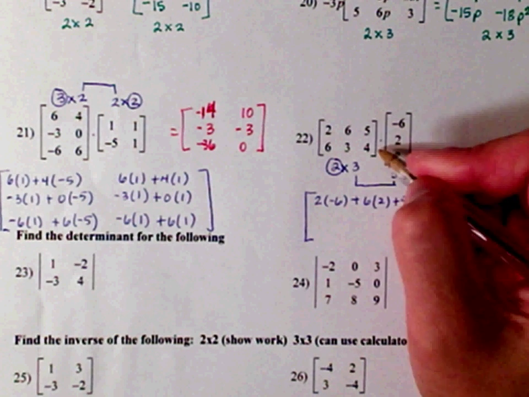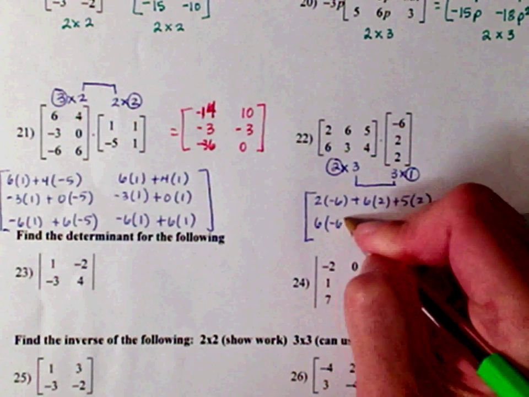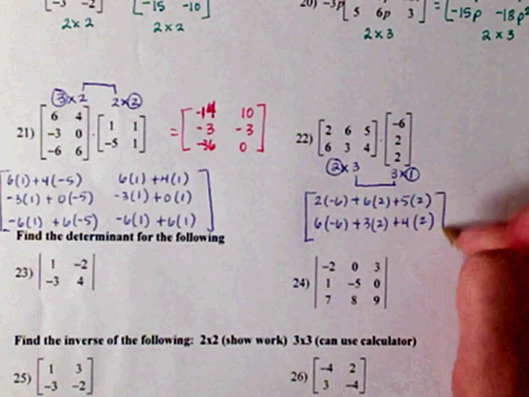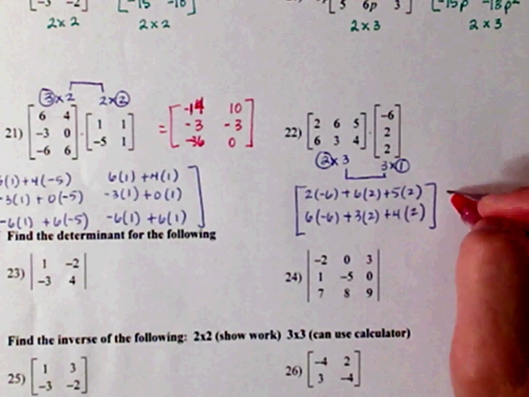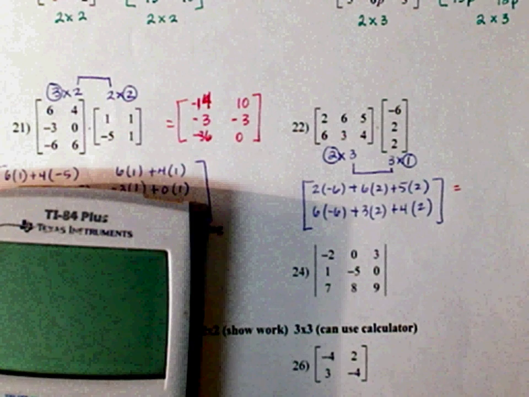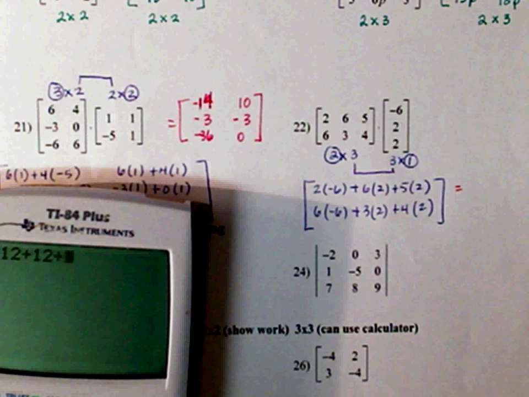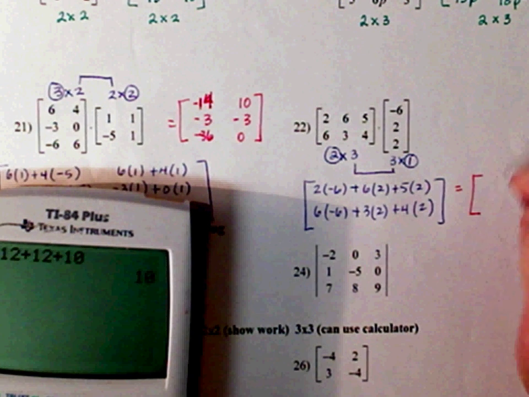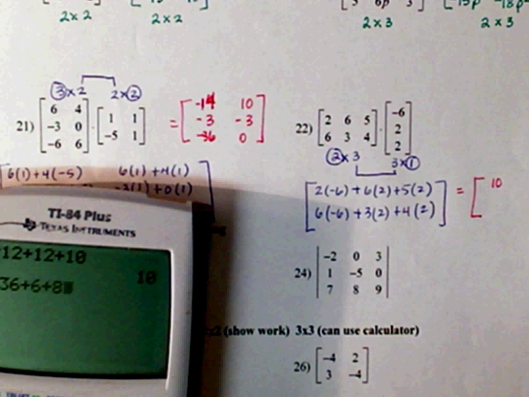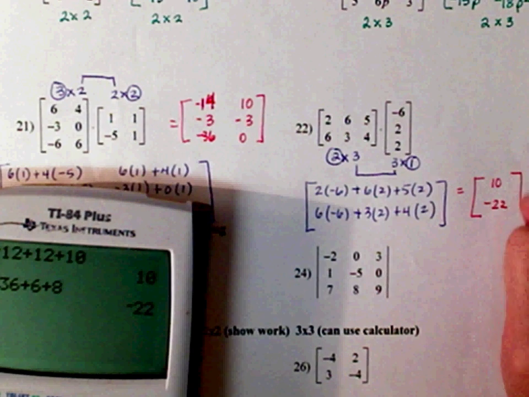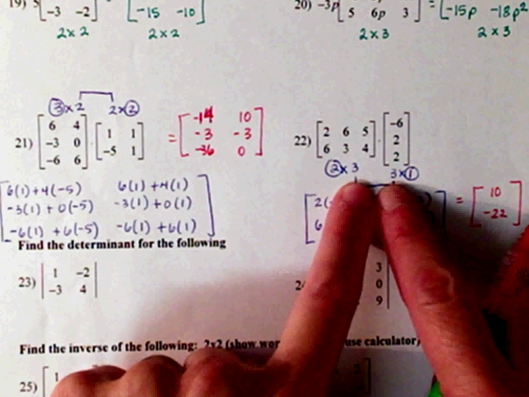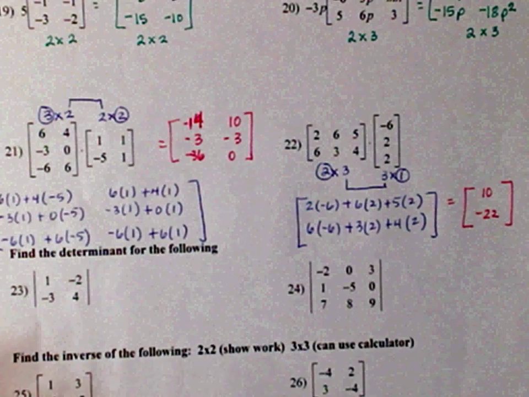Second row, first column. 6 times negative 6 plus 3 times 2 plus 4 times 2. Okay? So there's your new solution. Negative 12 plus 12 plus 10. That gives you 10. Okay? Negative 36 plus 6 plus 8. That gives you negative 22. And there's number 22. Now, if these two numbers are not the same, you cannot multiply them. Okay? All right. Next section.